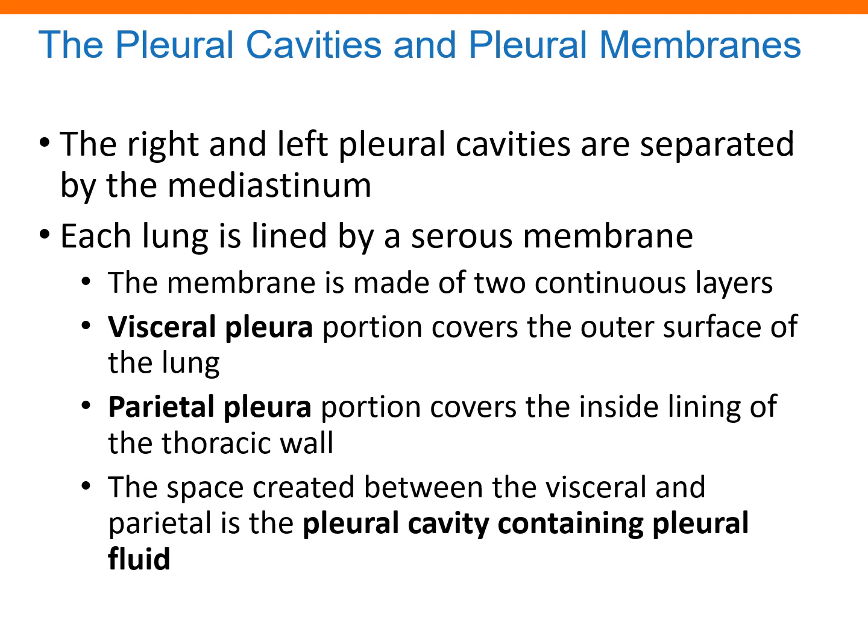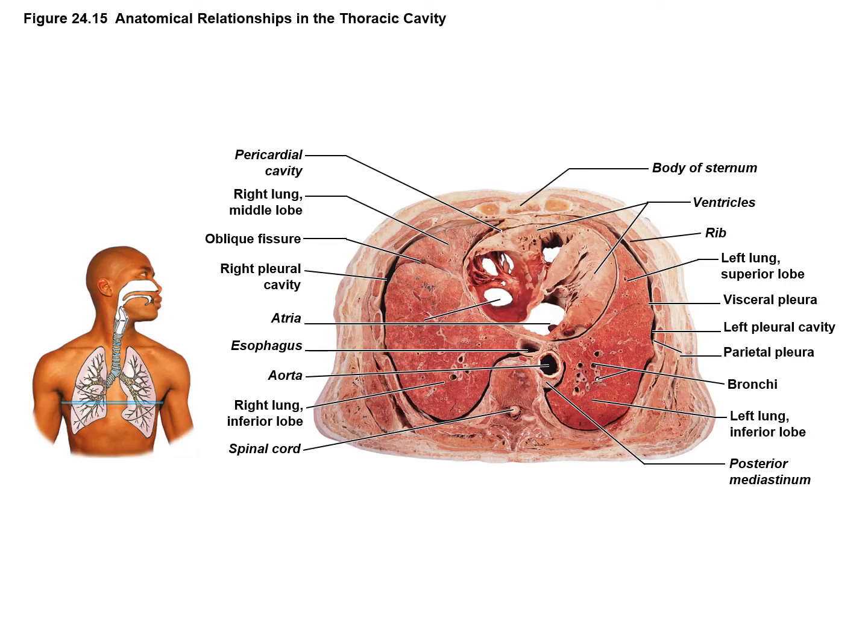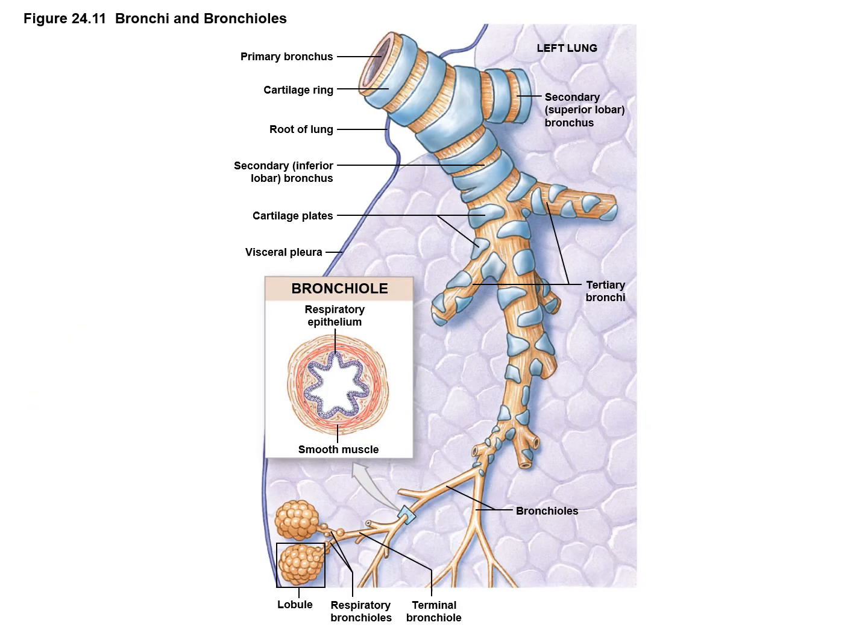The space that is created between the visceral and parietal is the pleural cavity, and this is going to, of course, contain the pleural fluid. Here we can actually see a transverse view of the lungs, and we can see the space in between the actual lung and the thoracic wall. Now that we've worked our way inside of the lung, from the hilum, and then past the visceral pleura, we can start to branch off from there.